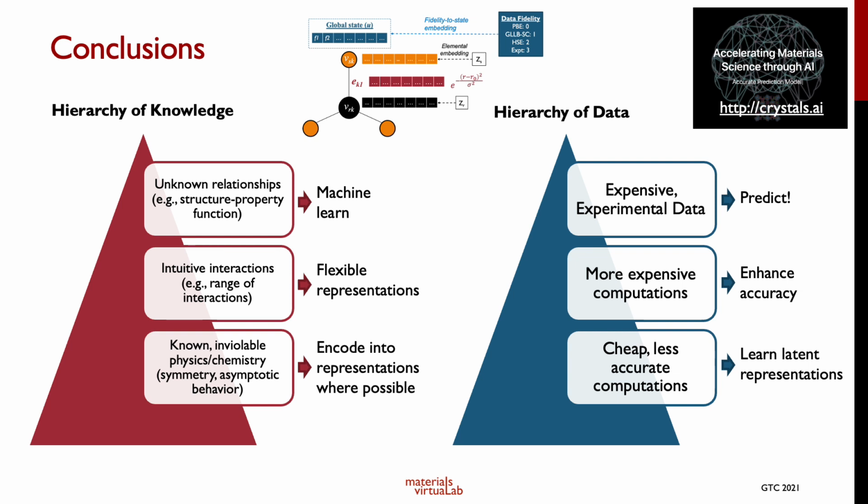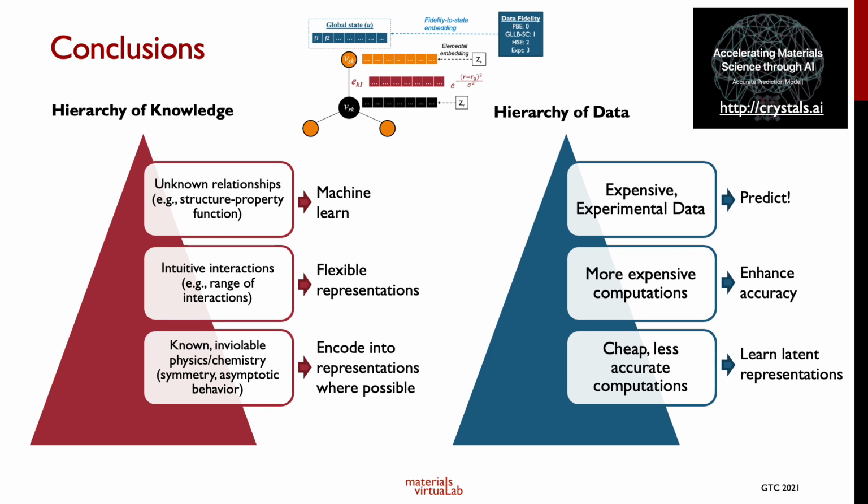So to conclude, basically we have a hierarchy of knowledge as well as a hierarchy of data, right? For the hierarchy of knowledge, so things like known physics and chemistry, we want to encode them into the representations where possible. For things like intuitive interactions, such as the range of interactions, we can use flexible representations such as the materials graph network. And for unknown relationships, of course, we have to rely on our machine learning model to learn those relationships.